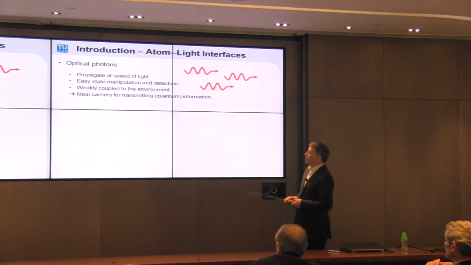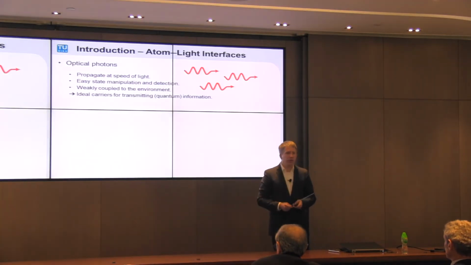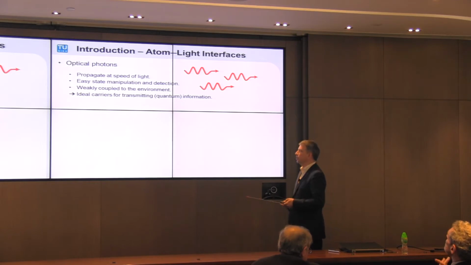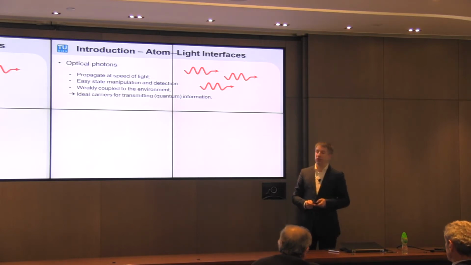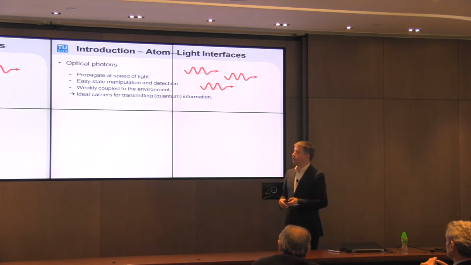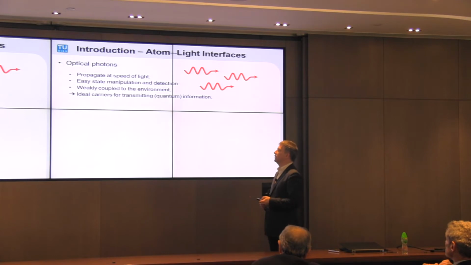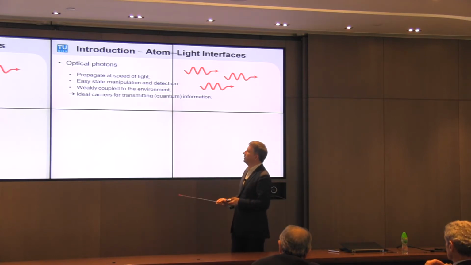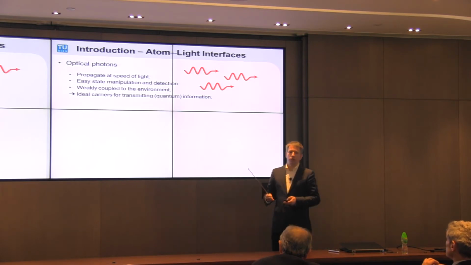So the reason is that photons have very advantageous properties when it comes to transmitting information, because they propagate at the speed of light, and they are very easily detected, and their state, when it comes to their polarization, for example, is easily manipulated. And they are very weakly coupled to the environment, meaning that it's really ideal to send information and also quantum information from A to B.